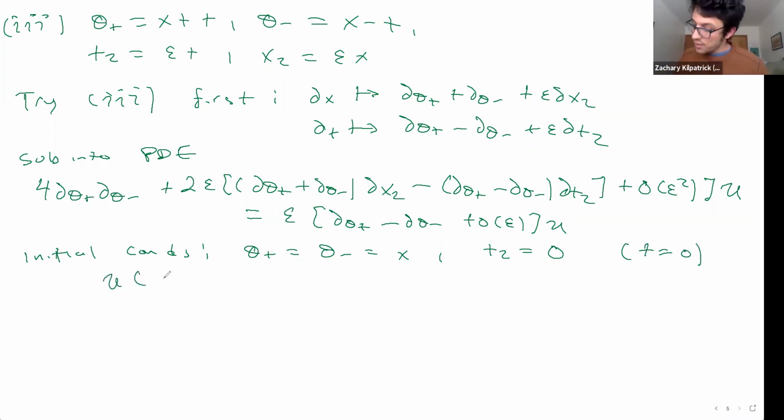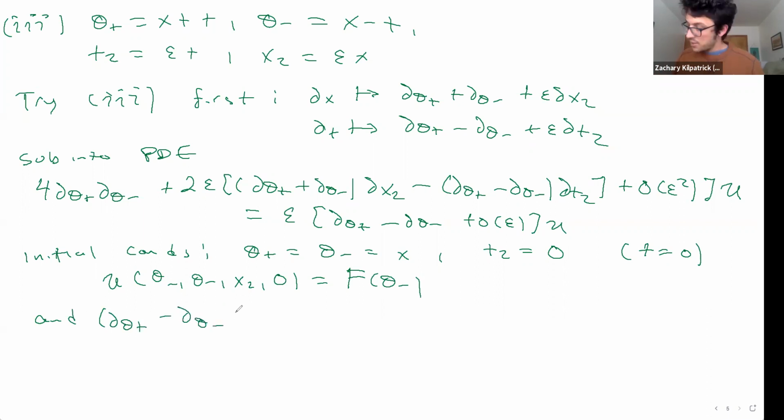We have that u of theta plus, theta minus, x2, and 0 is going to be equal to f of theta minus, and d theta plus minus d theta minus plus epsilon dt2 acting on u theta minus x2 0 is equal to 0.